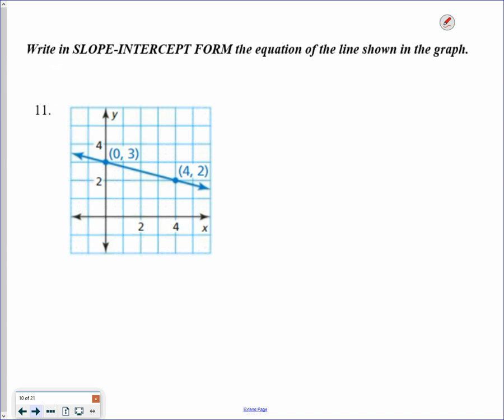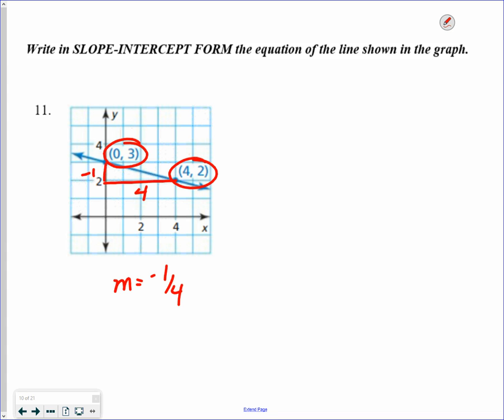This is exactly the same question we did previously, except this time they're giving you a picture. Now, you can count the slope then, because you have a picture. It goes down 1, to the right 4. So we're talking about a slope of negative 1/4. You could also have used the 2 points and used the slope formula to find the slope.